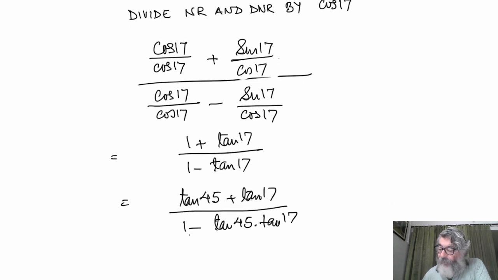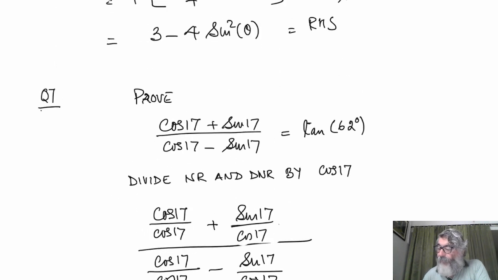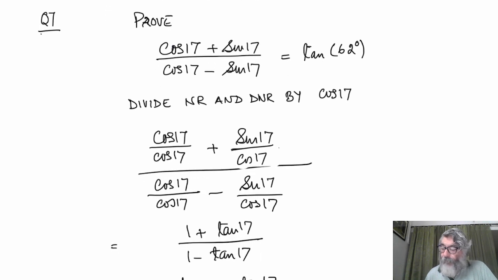And what is this formula? It is tan of A plus B. tan of 45 plus 17, that is tan 62 degrees. That is the right hand side. We got the right hand side with the help of this formula. What we did was divide the numerator and denominator by cos 17. So cos 17 upon cos 17 will give us 1, and sin 17 upon cos 17 will give me tan 17. So 1 plus tan 17 upon 1 minus tan 17.